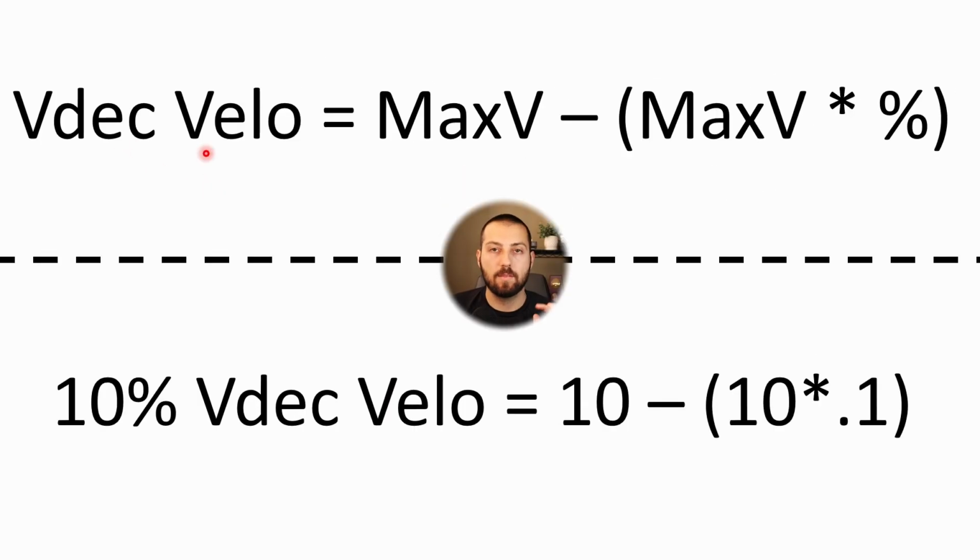The velocity decrement velocity, I know that's kind of a tongue twister, but basically let's say an athlete's best is 10 miles an hour. That is their max velocity. And I want them to run 10% slower, then I want them to run at, say it with me, 9 miles an hour, right? So 10 minus 1.